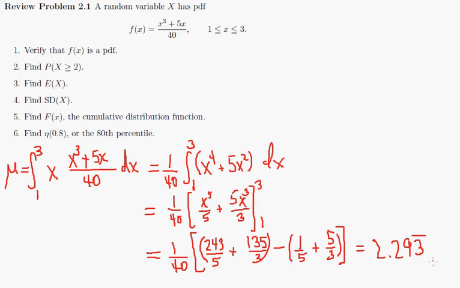And it's perfectly okay that this answer is bigger than 1, because this is not a probability, it is an expected value. So I expect the expected value to be somewhere between 1 and 3, because the random variable must be between 1 and 3. Okay, so let me write that up here for safekeeping, that the value of mu is equal to 2.293 bar.